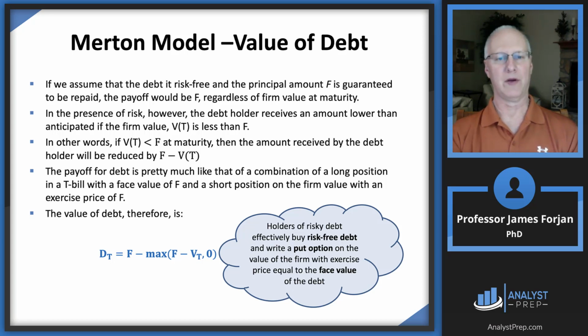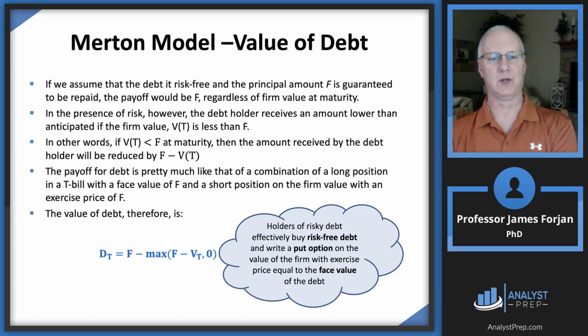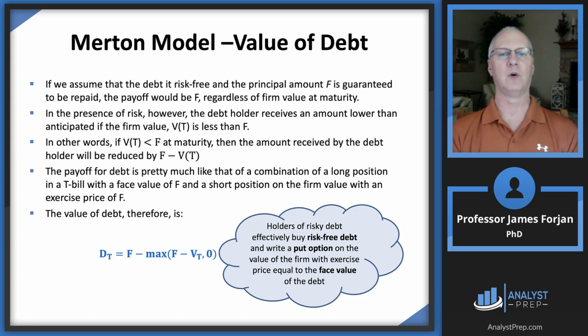Now, take a deep breath. Are you ready for this? The payoff for being a bondholder is a combination of buying a treasury bill that has the same maturity date as the bond, the risky bond in this case, and writing a put option on the assets of the firm that has an exercise price equal to the maturity or the face value of the bond. All right, so look at my little clouded statement there. Holders of a risky debt effectively buy a risk-free bond, and then they write a put option. And so this is the way it works.